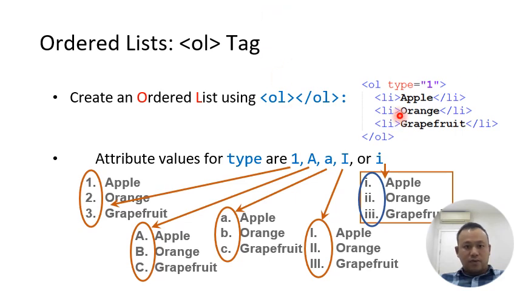We can see here we have type. Type specifies the type of numbering. It can be type equals 1, that means default numbers. And type equals A, that means uppercase letters A, B, C. And type equals a sets lowercase letters, and type equals I is uppercase Roman numerals.